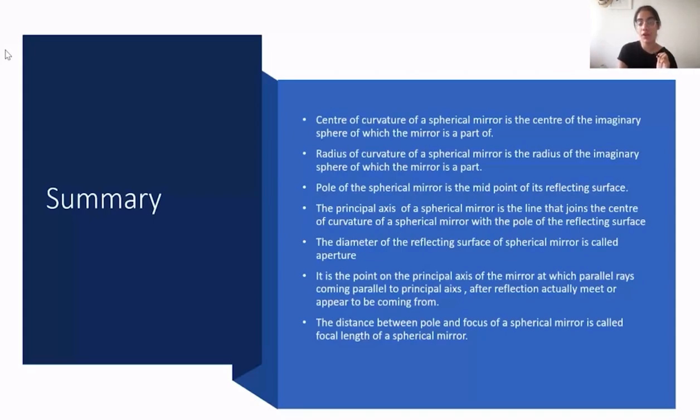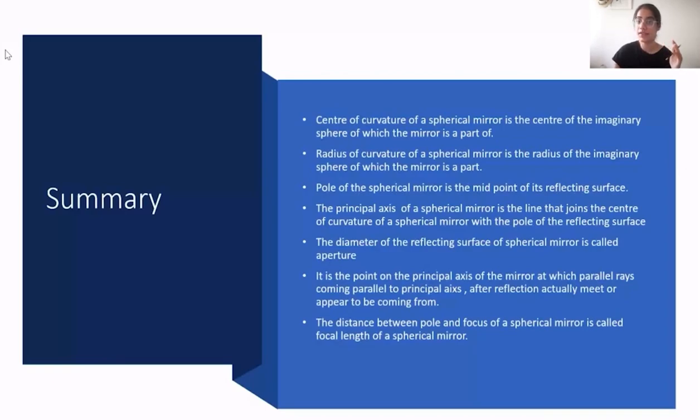If the aperture of the reflecting surface of a mirror is very small, then usually this focal length becomes half of the radius of curvature. Hence, f equals R by 2, where capital R is the radius of curvature. These are points that you have to keep in mind while studying this chapter. That is why an entire session was dedicated to them.